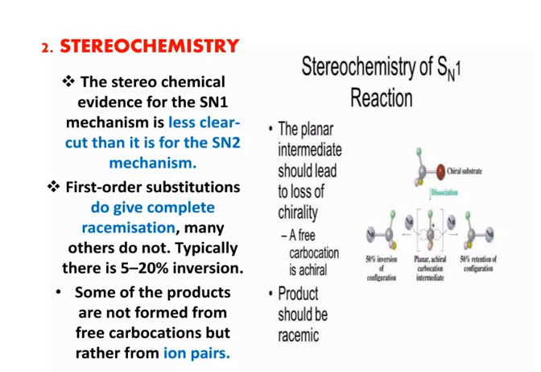Now stereochemistry. The stereochemical evidence for the SN1 mechanism is less clear-cut than it is for the SN2 mechanism. First order substitutions may give complete racemization, but many do not. Typically there is a 5 to 20% inversion. So some of the product is not formed from free carbocations but rather from ion pairs. In the stereochemistry of the SN1 reaction, you can see the planar intermediate should lead to loss of chirality. A free carbocation is achiral and the product should be a racemate.